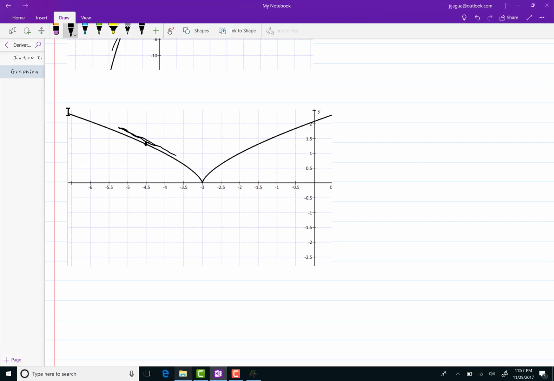If I keep following this graph down, the slopes of the tangent lines are going to get steeper and steeper. In fact, if I were able to draw tangent lines, they would go like this. But then at negative 3, since the graph forms some sort of a V, but it's not quite a V, it meets here. The tangent line right there is an actual vertical line. So you have here a vertical tangent line.